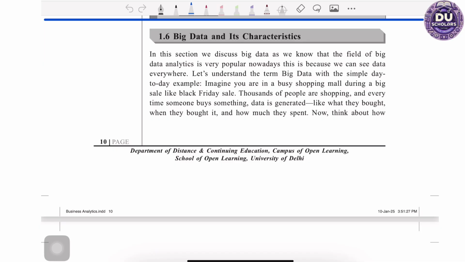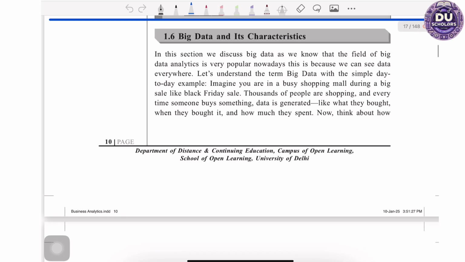Talking about understanding the term big data with a simple day-to-day example, imagine you are in a busy shopping mall during a big sale like the Black Friday sale. Thousands of people are shopping, and every time someone buys something, data is generated. Even when we move into any store and are not buying anything yet, data is being collected by the installed CCTVs and all. The data is collected in the form of eye movements, the path you are covering, and where the crowd is. Every type of data is being collected through CCTVs and installed software in the mall or the stores, right?